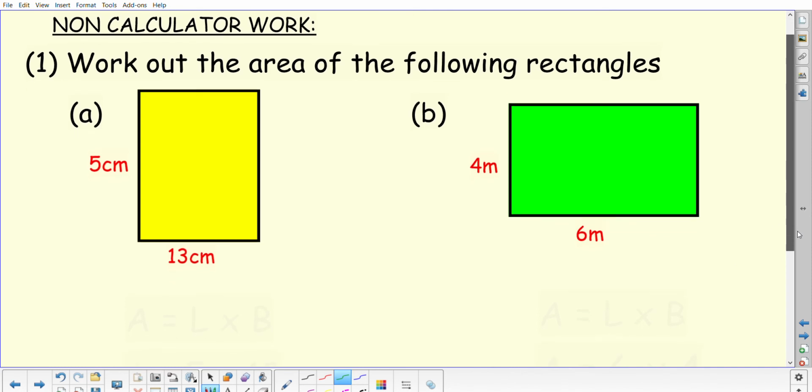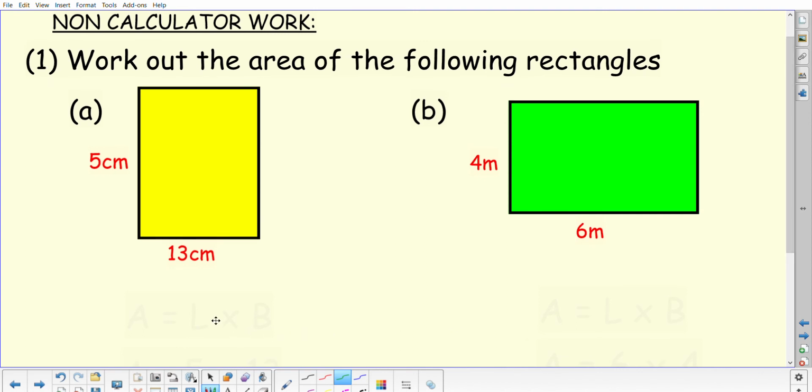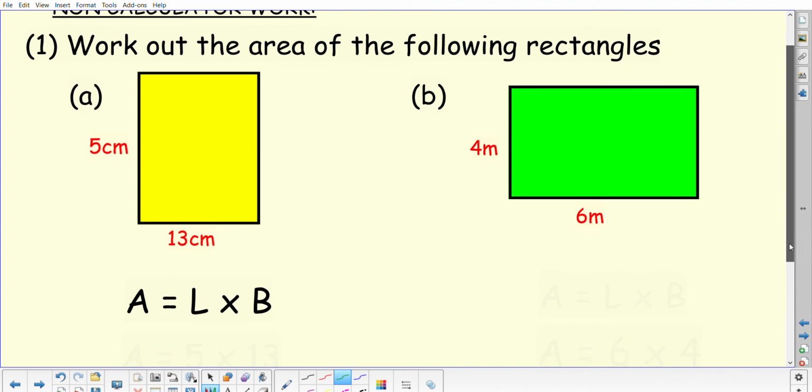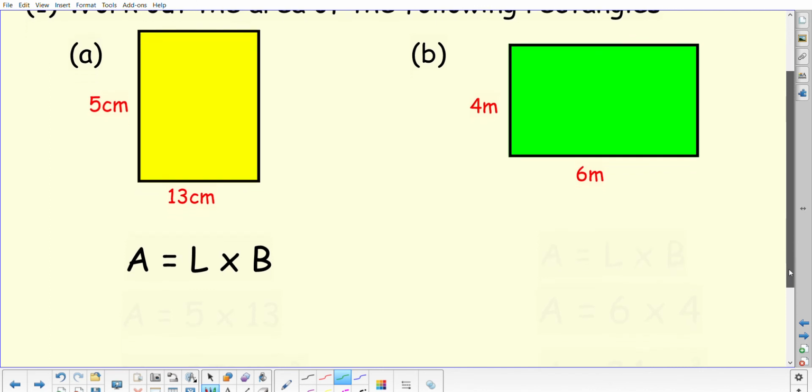And so these two here, you'll see this says no calculator. If you're asked to work out the area, the important bit is how we write down the working. So what I'd ask you to do is maybe copy these into your jotter. You might want to pause this as we go along so you've got time to copy it. So area is equal to length times breadth.